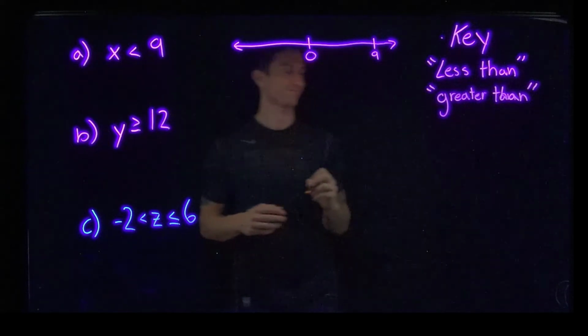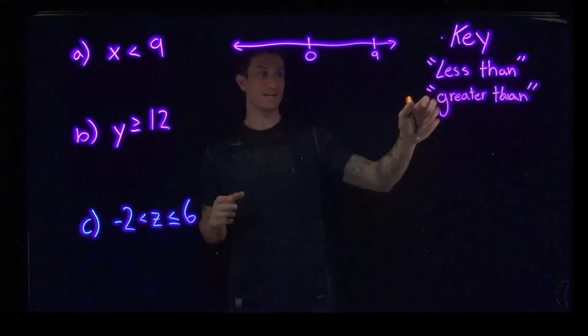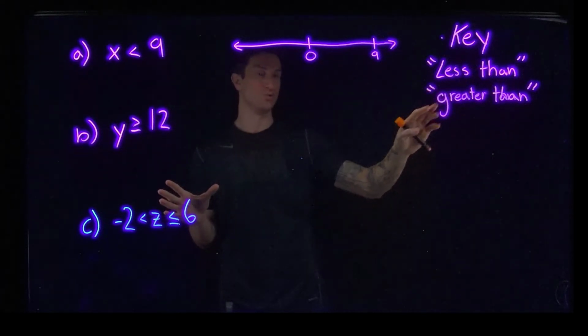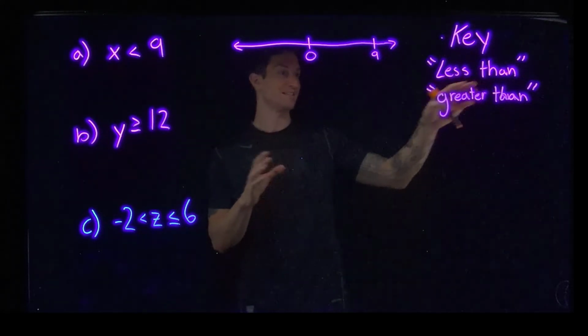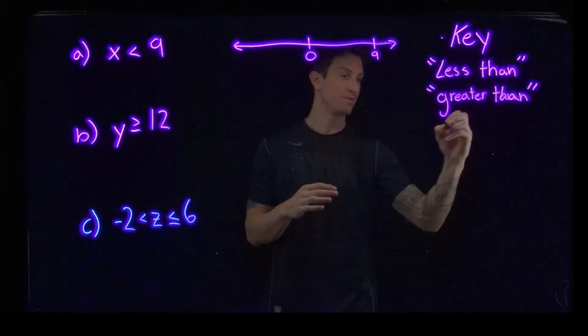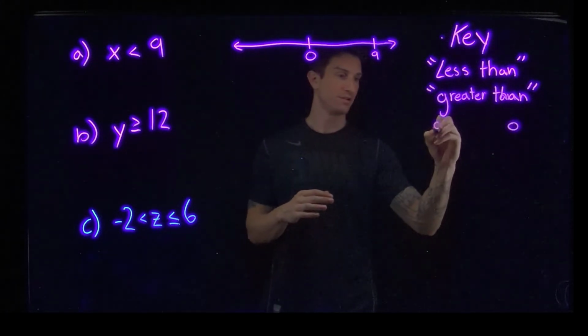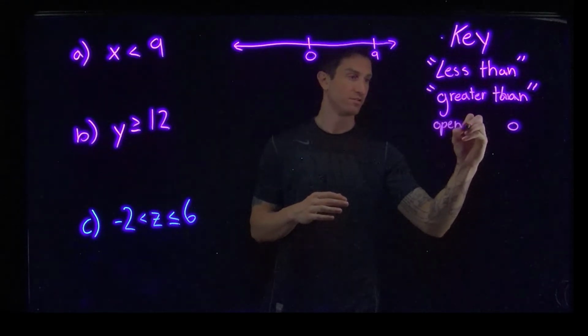Okay, either of these options, right, the things showing here don't have the wording equal to associated with them. So if we just have less than or greater than, it gets an open circle. So we'll just put an open circle.